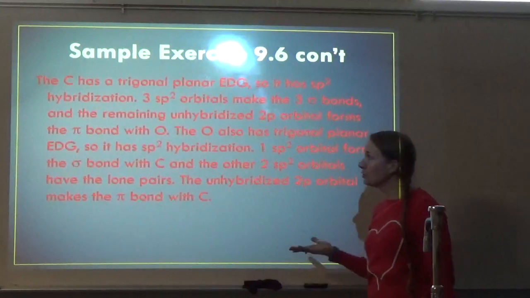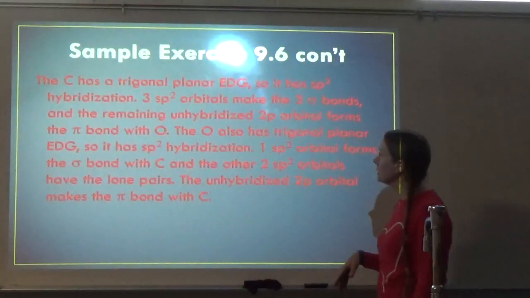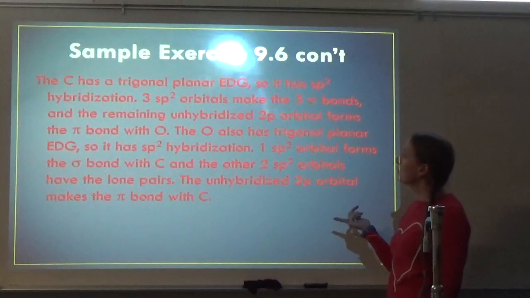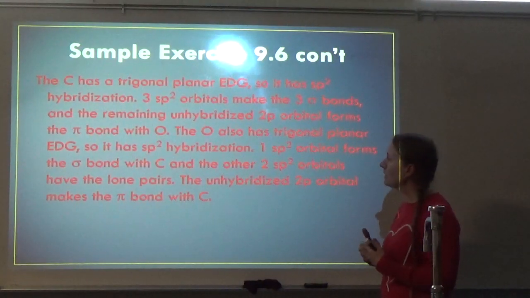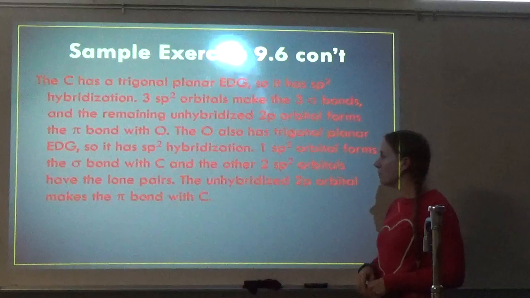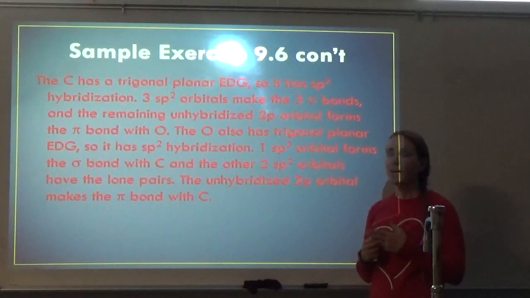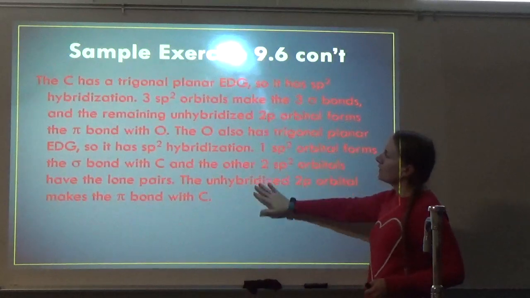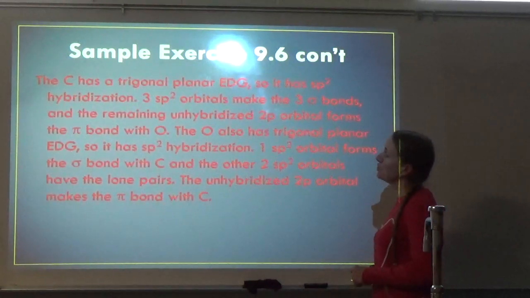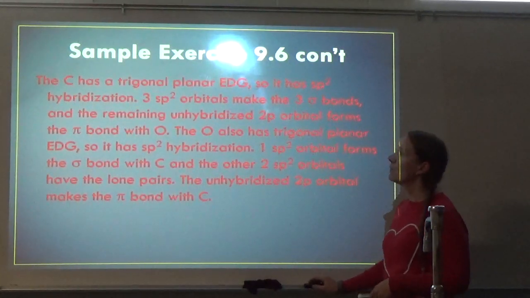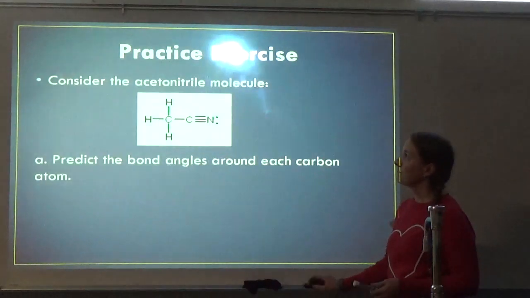Oxygen's also trigonal planar and has sp2 hybridization. So one sp2 orbital forms the sigma bond with carbon. The other ones have the lone pairs, and then that unhybridized 2p orbital forms the pi bond. Okay, so the only part I left out of all of this was the unhybridized 2p orbitals for the C and the O to form that pi bond.